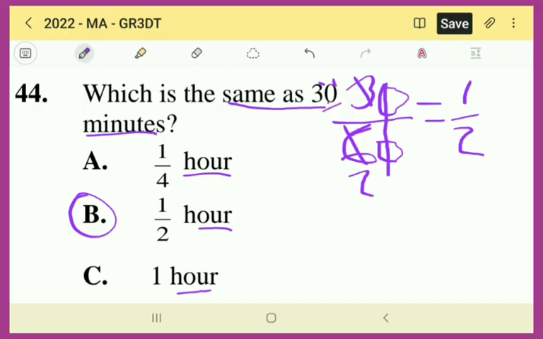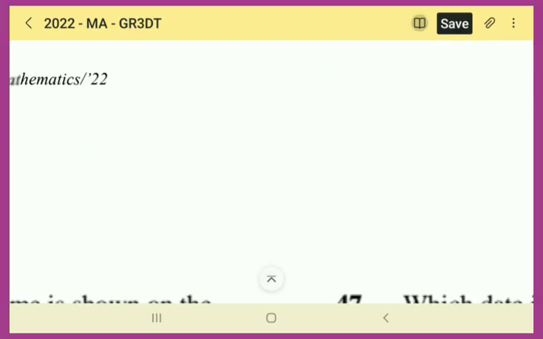Get it? Now, if you remember looking at the clock, you'll see where 6 is on the clock, once the long hand reaches there, we say it's half past the hour. It's 6:30, 7:30, 8:30, 9:30, 12:30, half past. All right? So 30 is a half when you're dealing with the hour. Moving on to number 45.